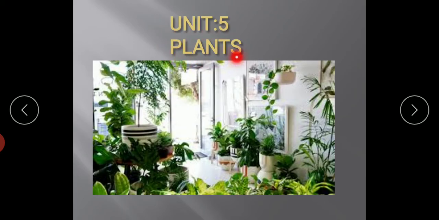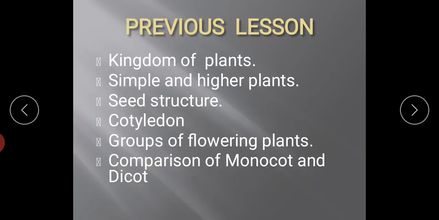Unit 5: Plants. Previous lesson. As you have learned in the previous lesson about the plants, the large group of plants which has a variety of plants in them is called a kingdom. These plants are divided into two groups. Number one is simple plants. Number two is higher plants.